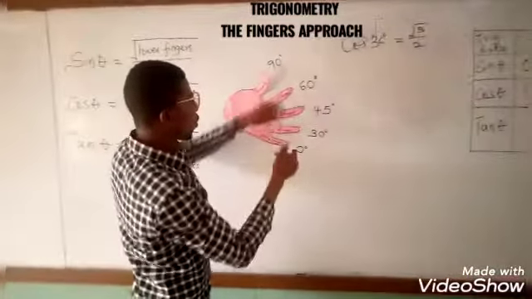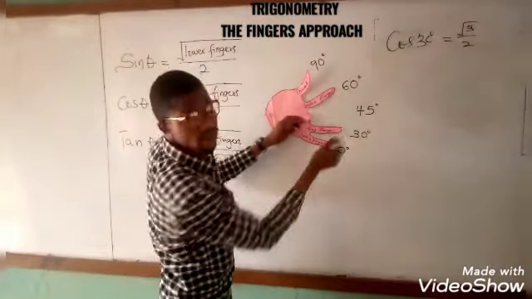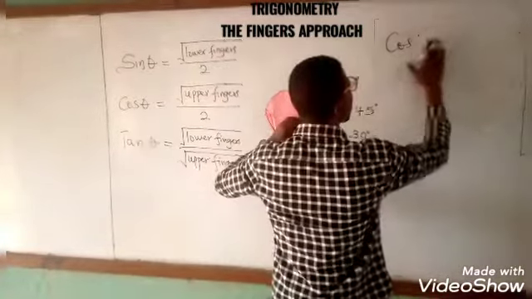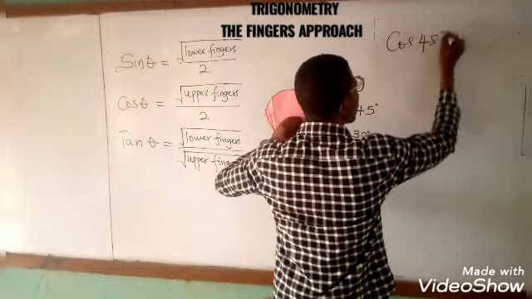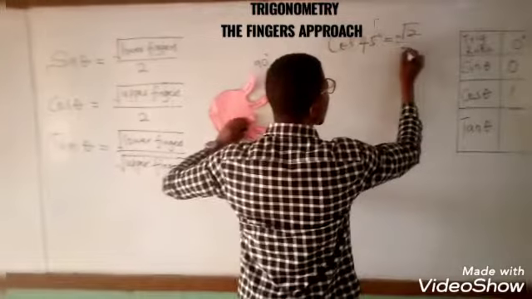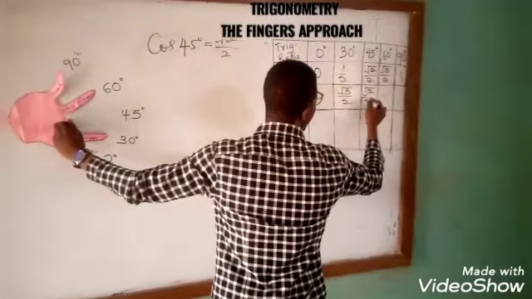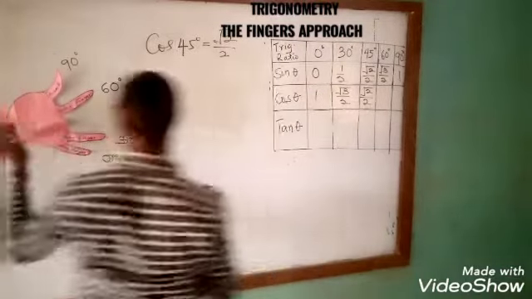We have cos 45. In cos 45 degrees, we count the upper fingers, 1, 2. So root 2 divided by 2. We have root 2 divided by 2.